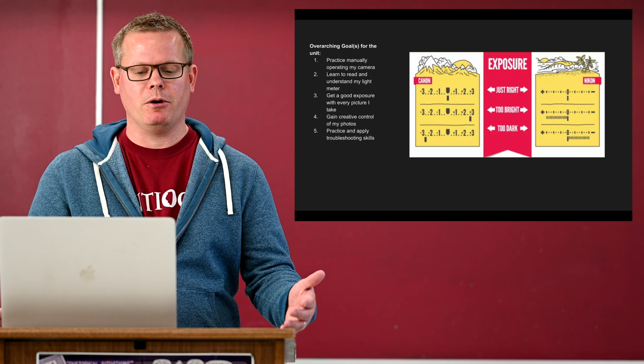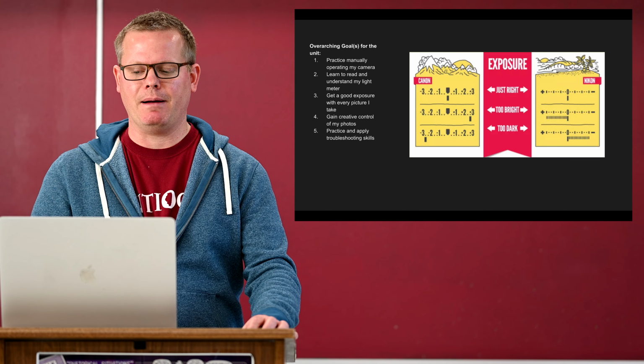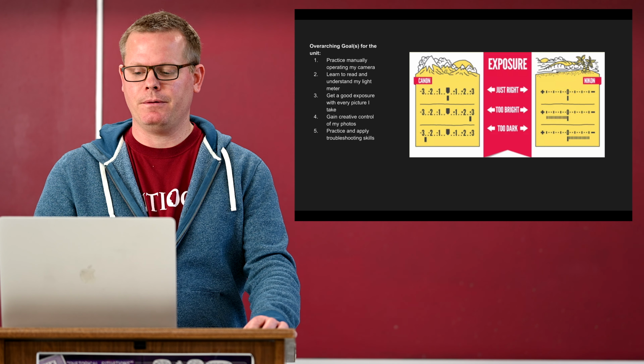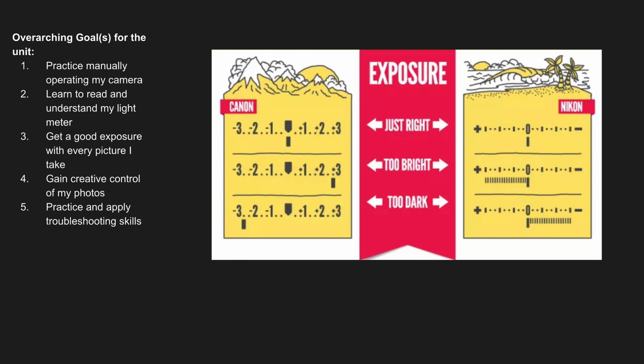The goals and the purpose of the assignment is to practice manually operating your camera, learning to read and understand your light meter. You can see the light meter here. Canon is on the left and Nikon is on the right. As it moves closer to the plus, then the picture is getting brighter. If it moves closer to the minus, the picture is getting darker.